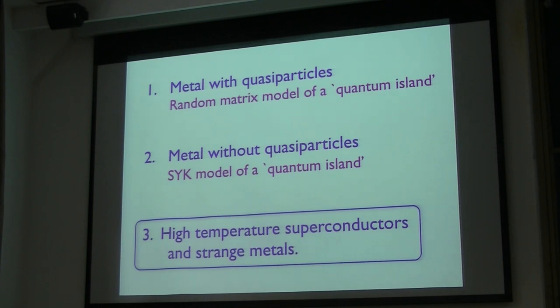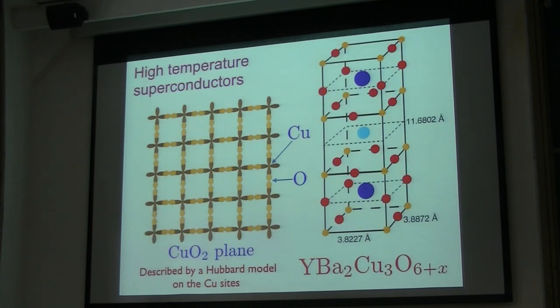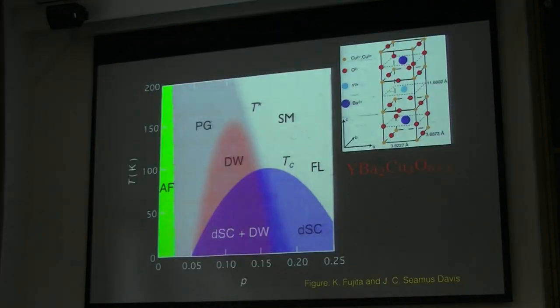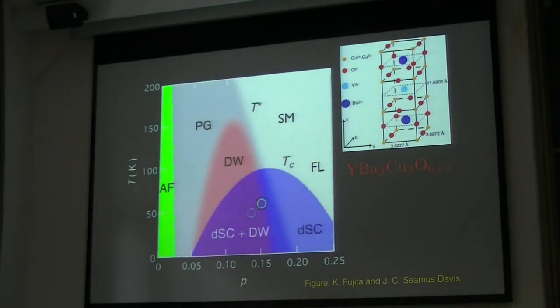All right, so let me say then, finally, get to the topic of equilibrium. How do I build a strange metal out of it? So first I have to tell you what a strange metal is. For example in YBCO, if you look at the phase diagram as a function of X, or P in this case, and temperature, there's a whole mess of phases that we're not interested in right now. There's this phase here, which is the strange metal.